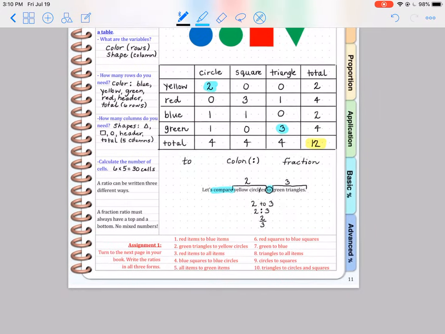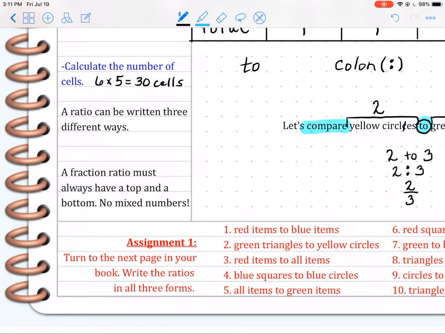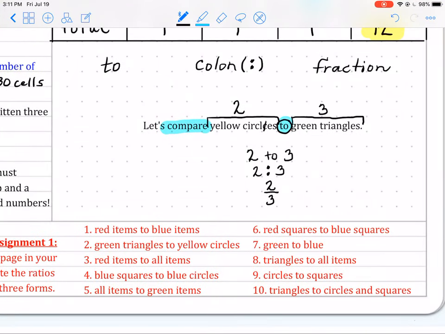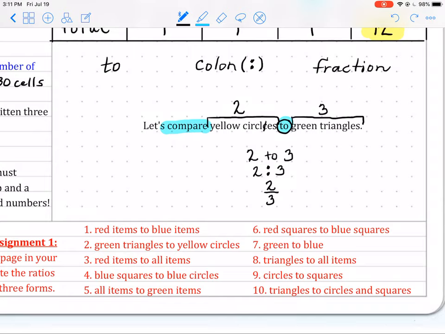Okay, there is an assignment at the bottom. The directions say to turn to the next page in your book. Write these ratios in all 3 forms. So I have given you 10 ratio problems or statements. I want you to try to write those in all 3 forms, just like I did right there. That's exactly what the assignment is about. And then in the next video, I will go through those with you and hopefully answer questions if you have them and let you check your work. So take a while if you need it, or a few minutes, and see if you can set these problems up for me, and we'll meet back and check them.